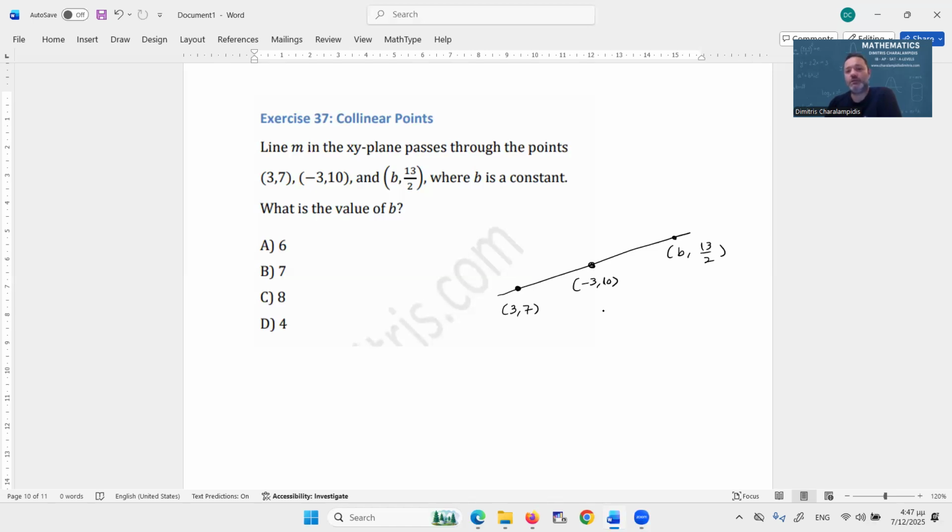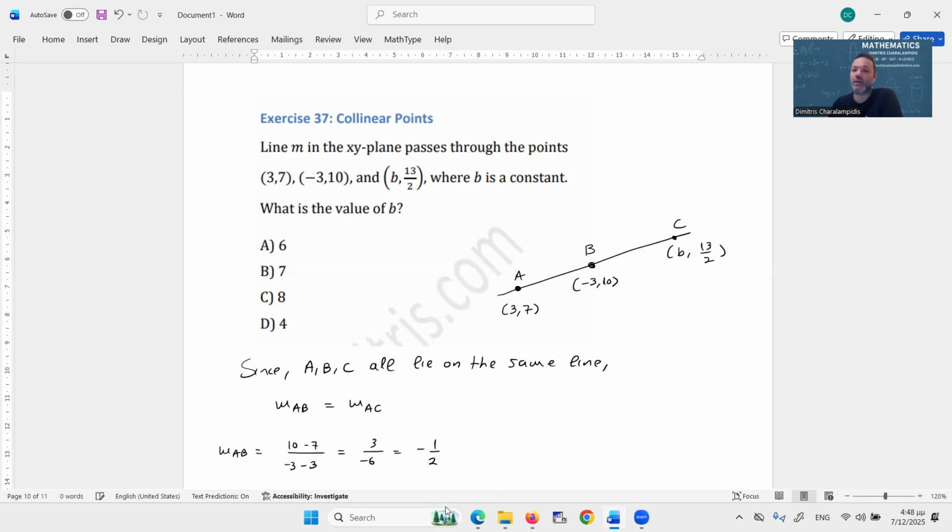Okay, so let's call them A, B, C. Since A, B, and C all lie on the same line, this means that the slope formed by points A and B would be the same as the slope formed by A and C. Let's see the slope formed by AB. It's (10 minus 7) over (-3 minus 3). So 3 over -6, that would be minus 1/2.